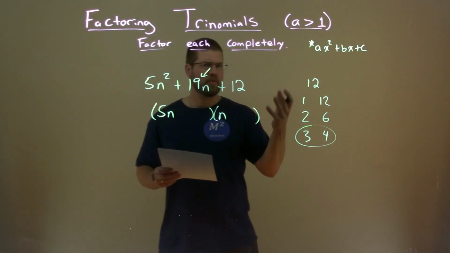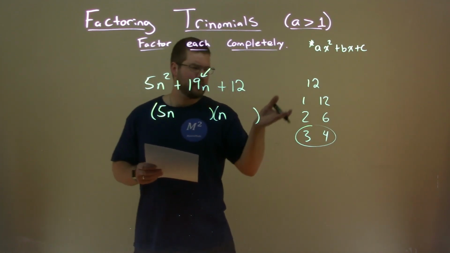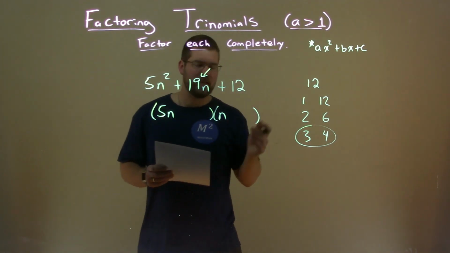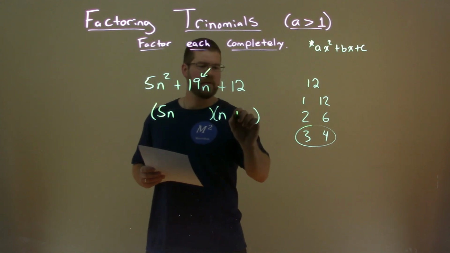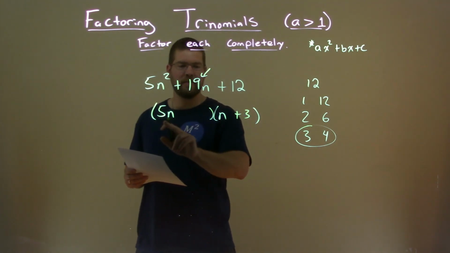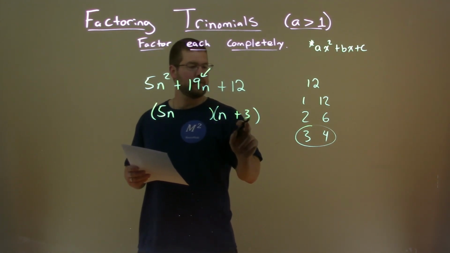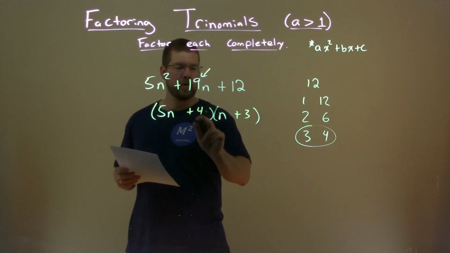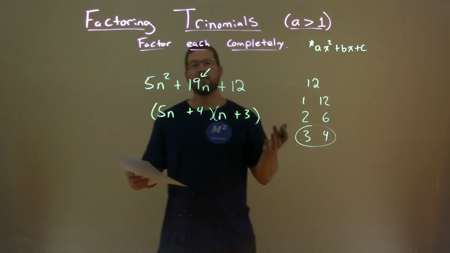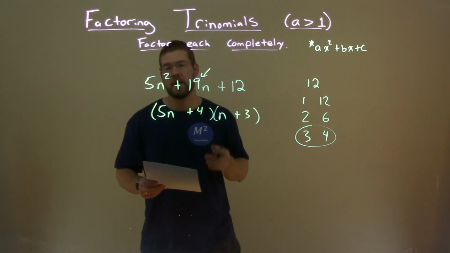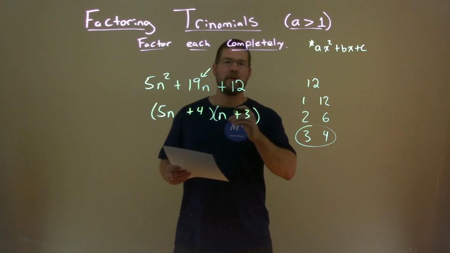And the more you practice, you'll be able to guesstimate which one would be most likely the answer. So 5n times a 3, put a 3 here on this side because 5n will be multiplied by 3, gets you 15, plus 4 goes right there. And there we have our answer, 5n plus 4 times n plus 3, and that is the answer factored.